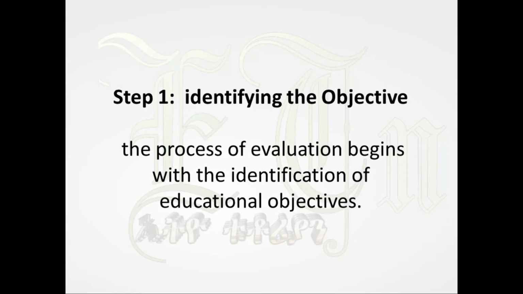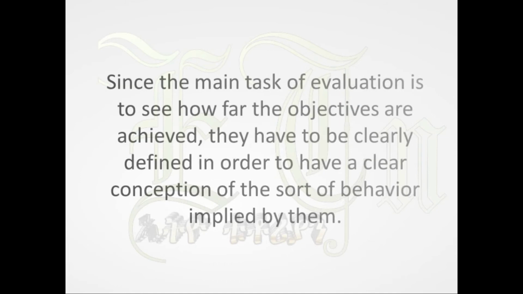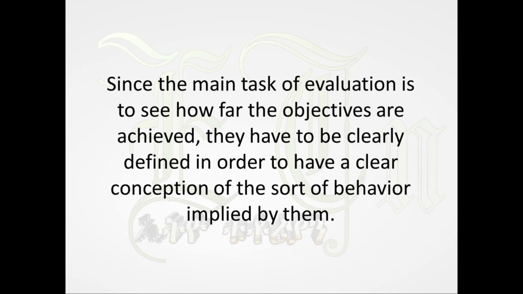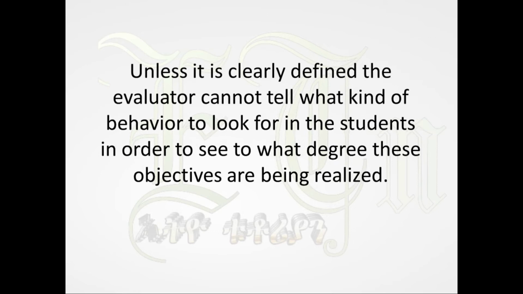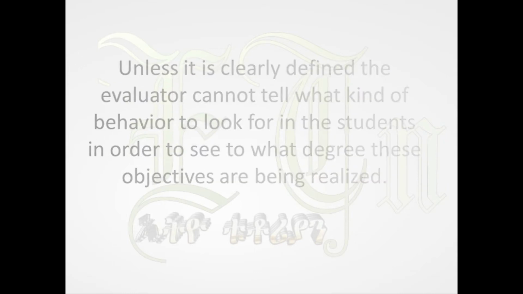Identifying the objective. The process of evaluation begins with the identification of educational objectives. Since the main task of evaluation is to see how far the objectives are achieved, they have to be clearly defined in order to have a clear conception of the sort of behavior implied by them. Unless it is clearly defined, the evaluator cannot tell what kind of behavior to look for in the students in order to see to what degree these objectives are being realized.